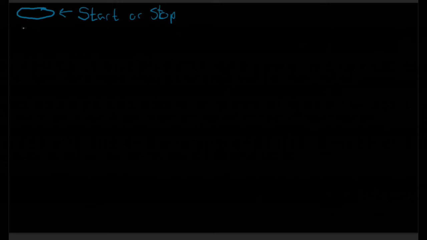After that, we have one that kind of looks like this. Sorry about how straight everything is. And what's this one? This is your I/O, your input and output. So when you're getting things from the user or outputting to the user, usually you'll put them in this type of thing.